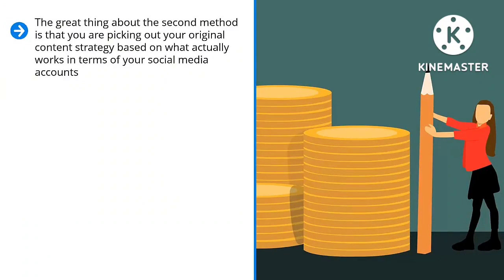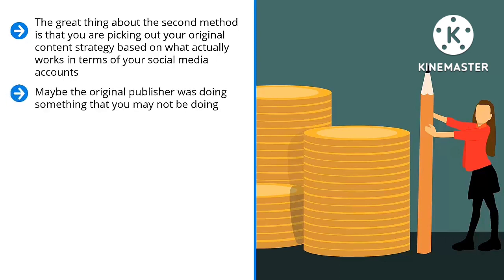The great thing about the second method is that you are picking out your original content strategy based on what actually works in terms of your social media accounts. You have to understand that even though high-quality third-party content may have a lot of objective social signals, those signals may have been generated in different contexts. Maybe the original publisher was doing something that you may not be doing. Do you see how this works? Still, you can definitely do the first method if you're in a hurry. But if you have some time to spare, you might want to try the second method.